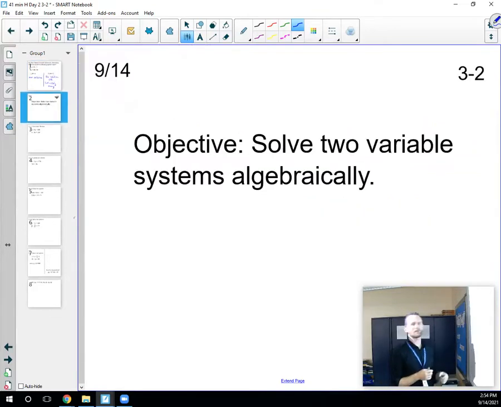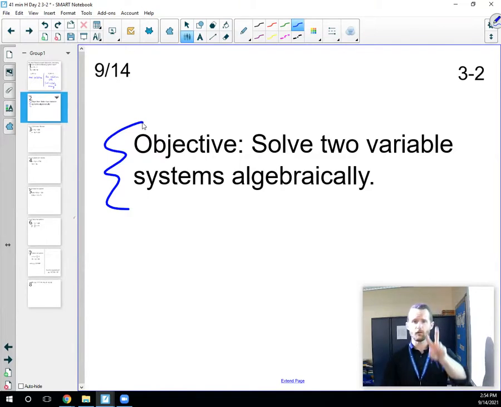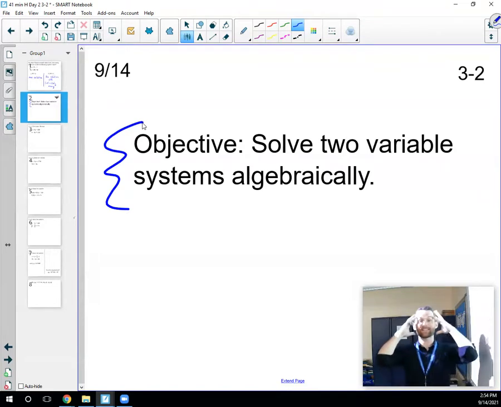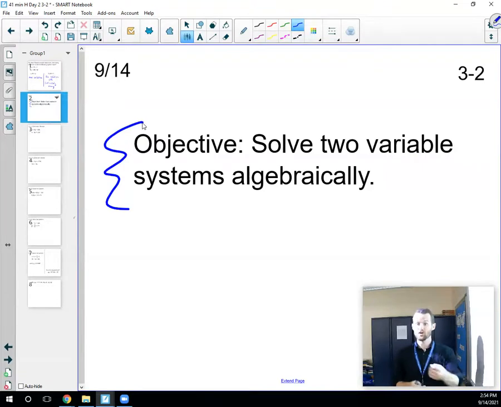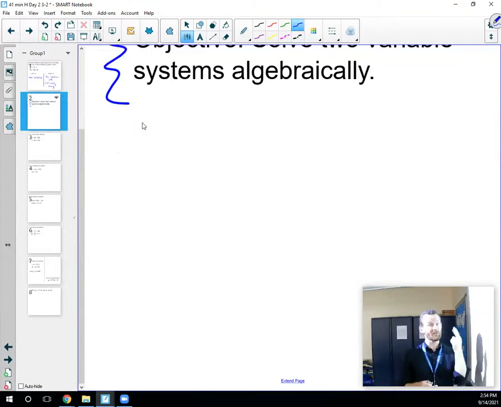All right, let's take a look at our objective. Today's the 14th. We're doing chapter 3, section 2. And after today, we should be able to solve two variable systems algebraically. So yesterday, it was a lot of, okay, let's classify these things. Let's put these things into groups like, okay, so we've got one solution, no solutions, and infinitely many solutions. Today, we're actually going to be solving these systems, which hopefully, fingers crossed, is a review from Algebra 1.